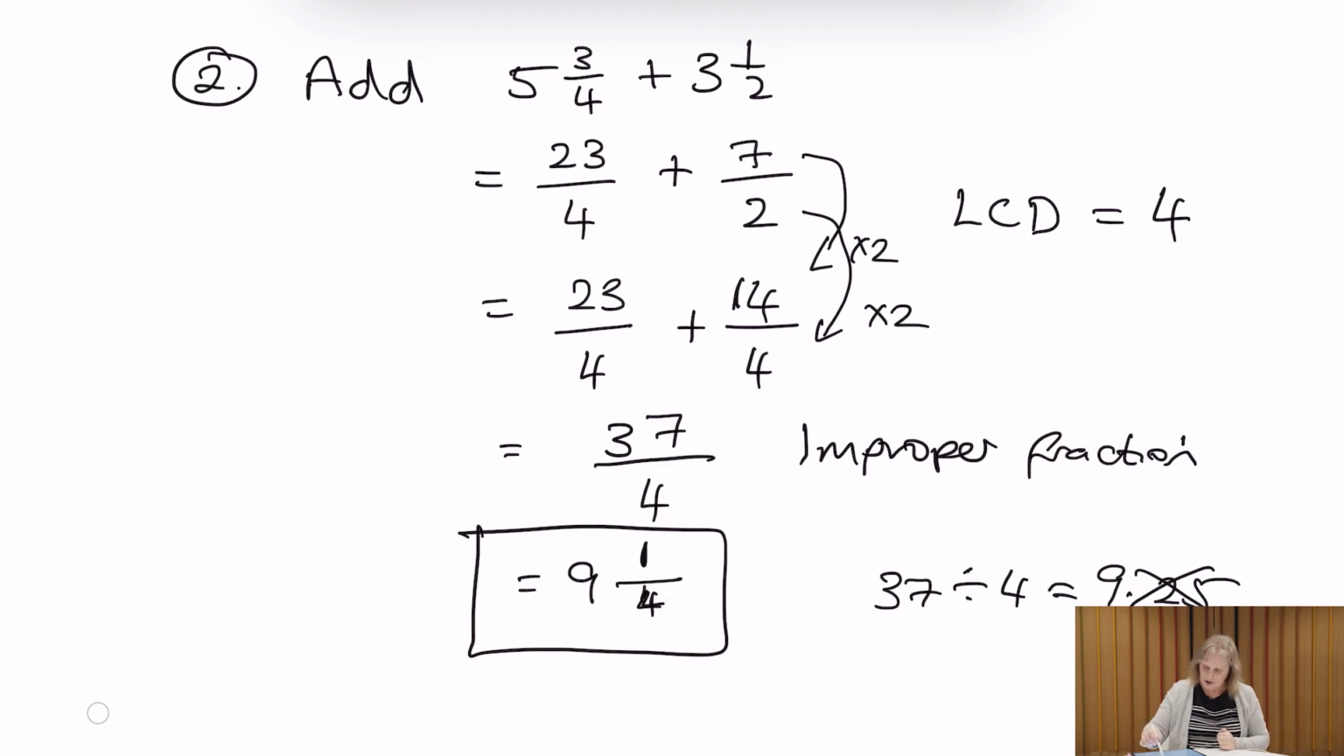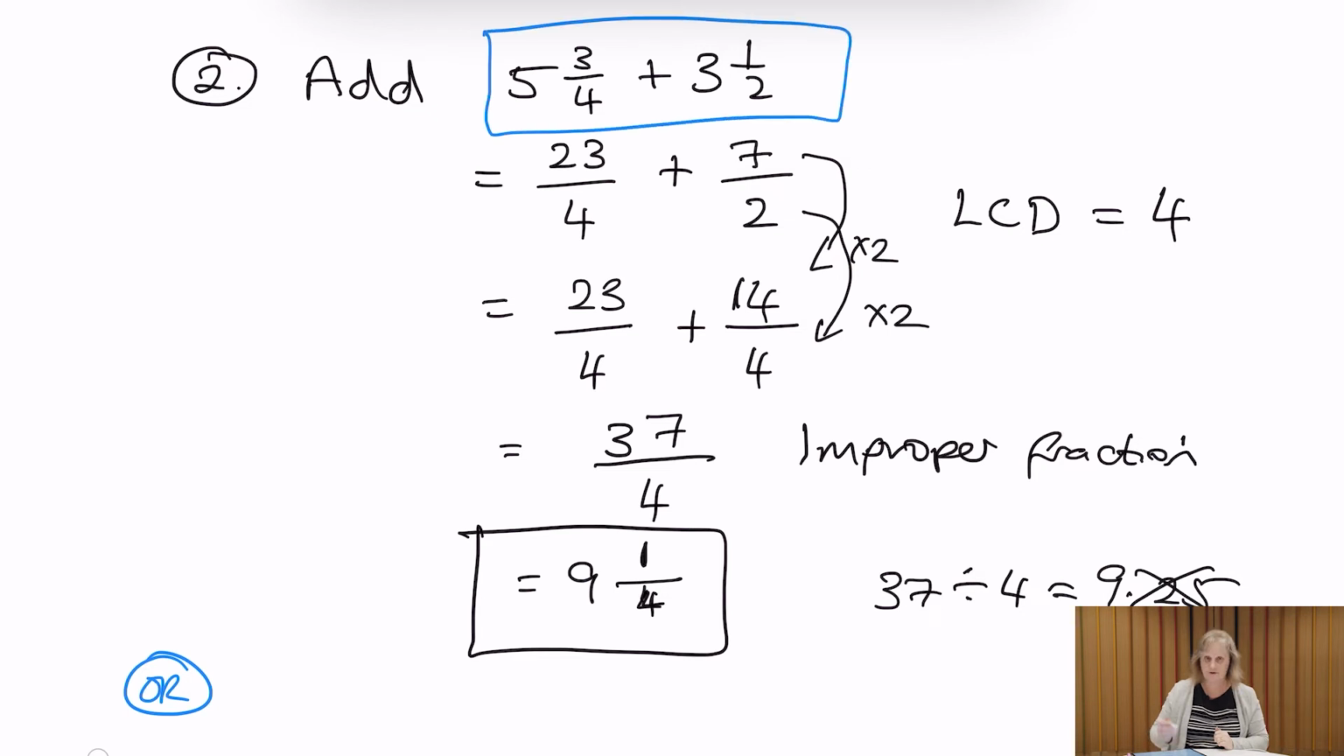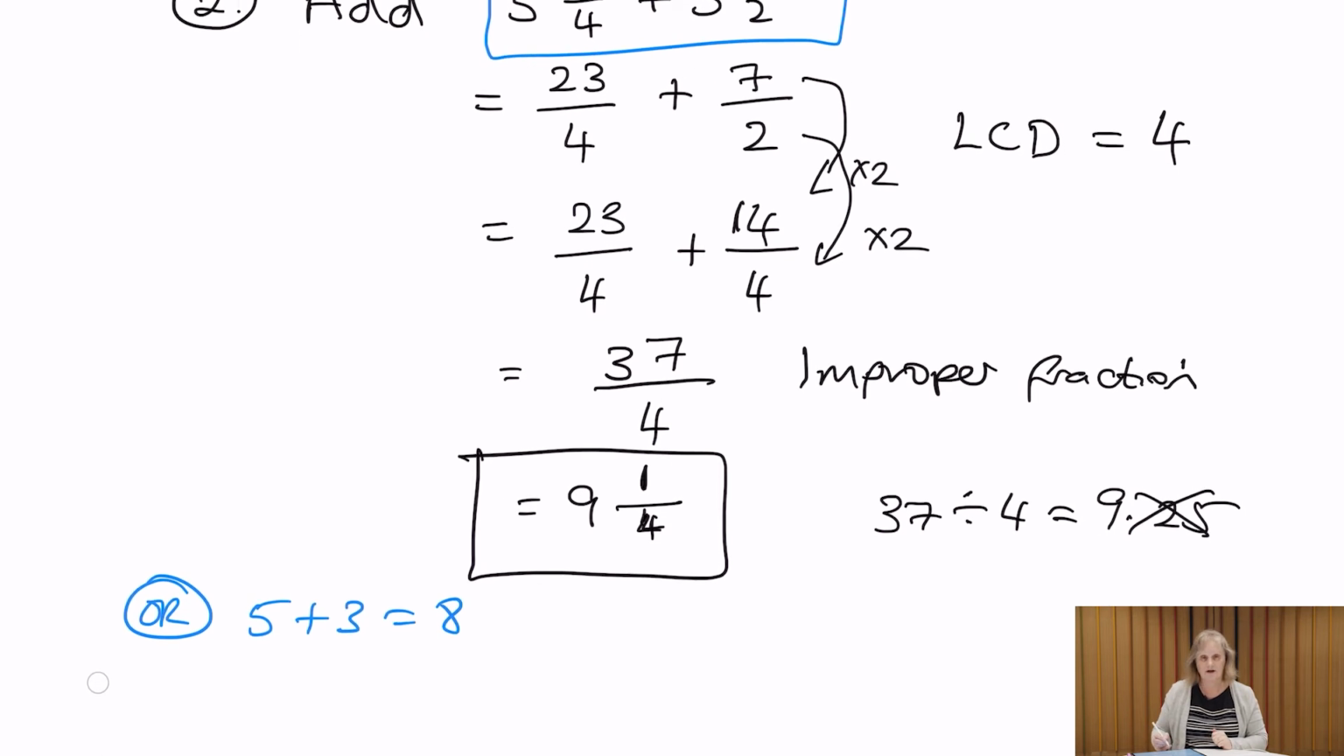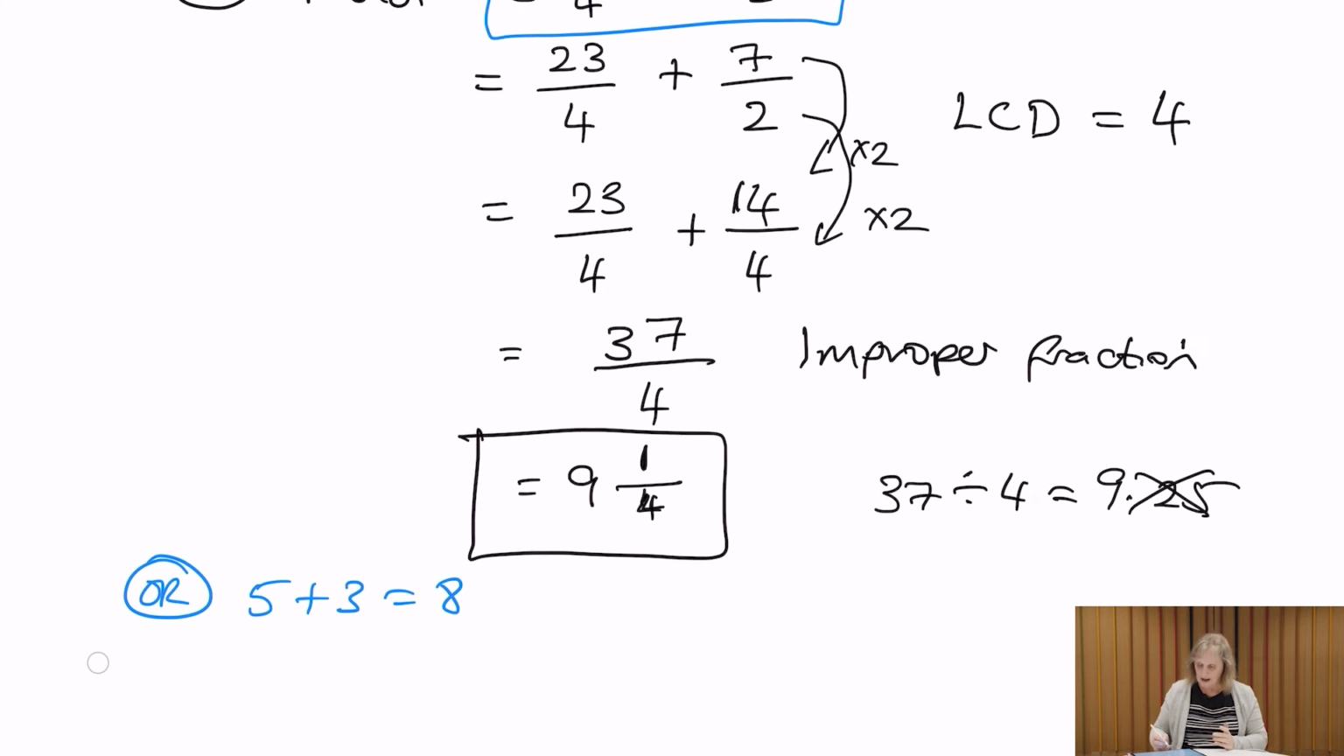Now there is an alternative method. I'm just going to switch up the colour here. So either for adding or subtracting, you can actually split the whole number from the fraction. So if we had the same question, we're still adding these 2 fractions, what we could do is split these up. So the whole number, we've got 5 plus 3, so we know that gives us a whole number of 8. And then if we look at the fractions separately, 3 over 4 plus a half.